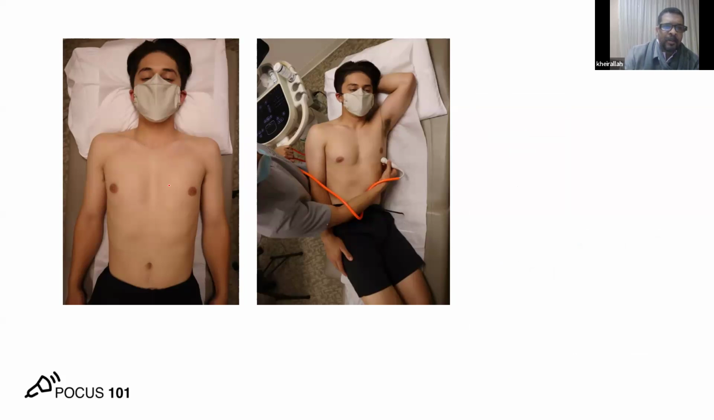So we have here the parasternal long axis. Here is the apical window. Here is subcostal, and here is suprasternal. These are the 4 windows we use.